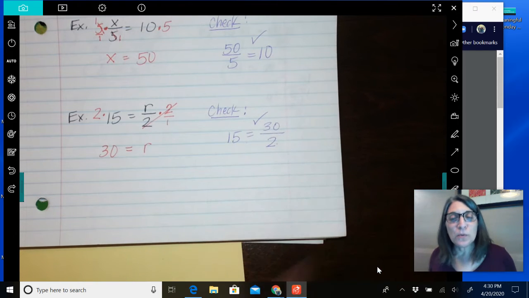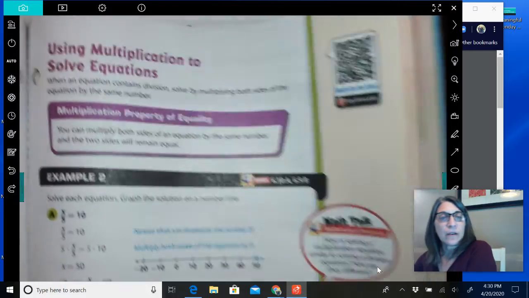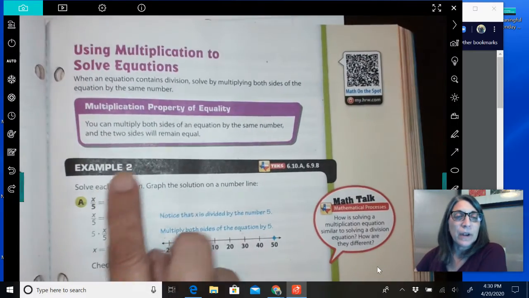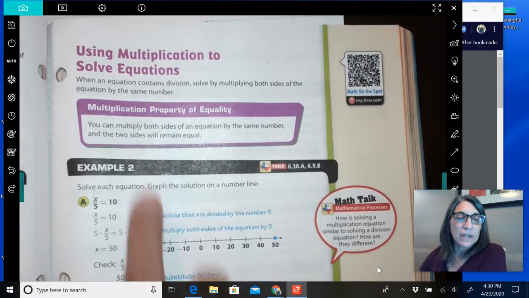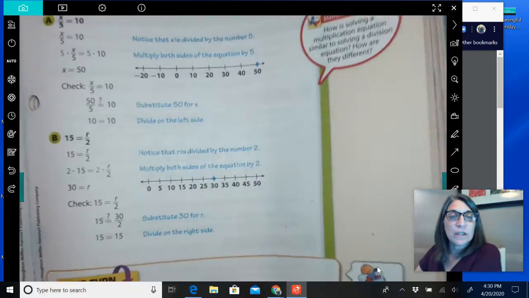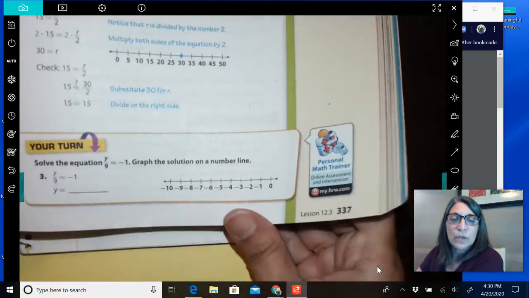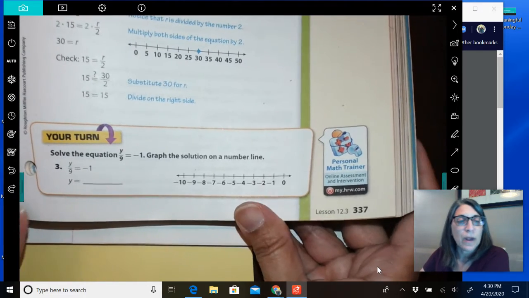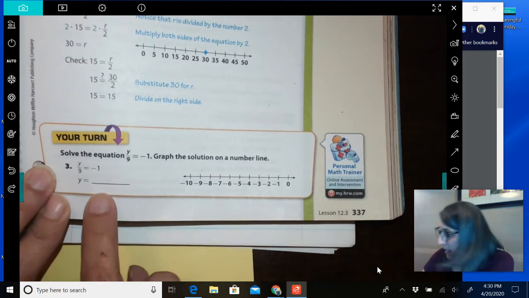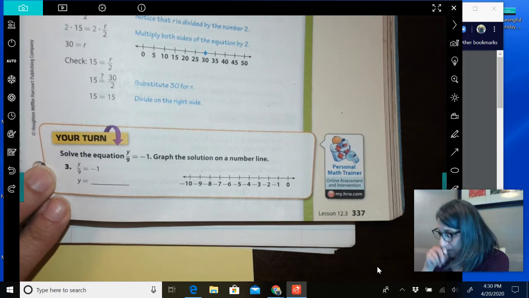Okay, so what I'd like you to do is, of course, everything in your book here. We already have this in our notes. And we now have these two examples in your notes. We didn't graph them, but that's okay. So I want you to turn to page 337. It's just right across from the last page we did. And I want you to solve this one.